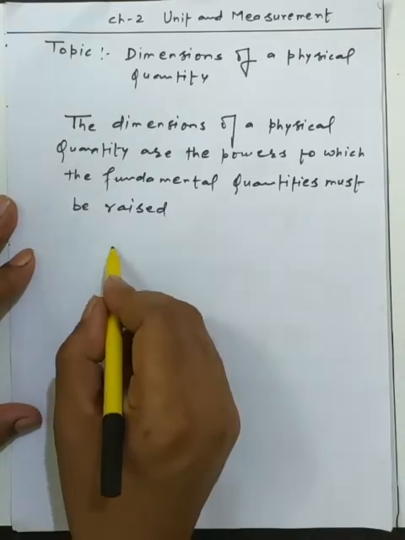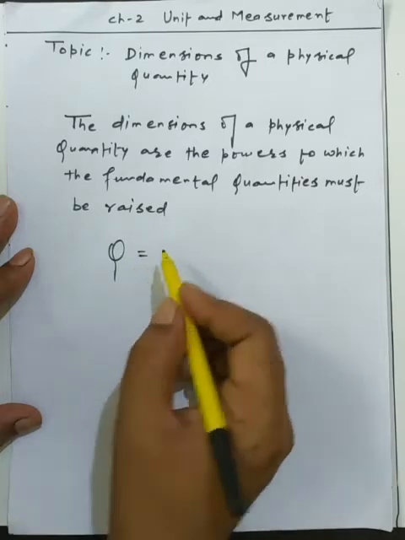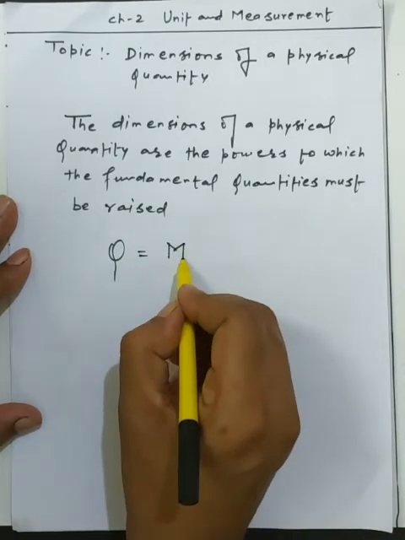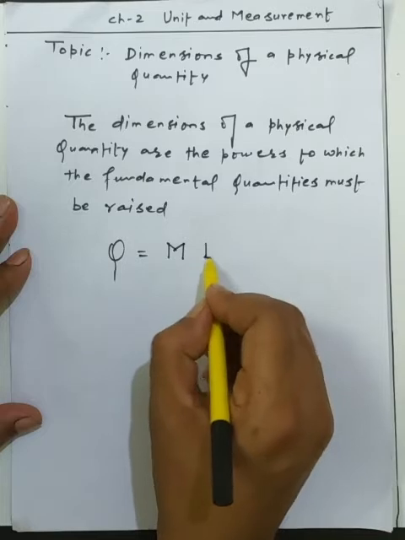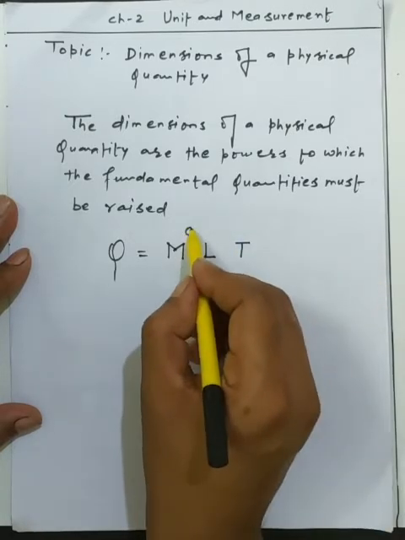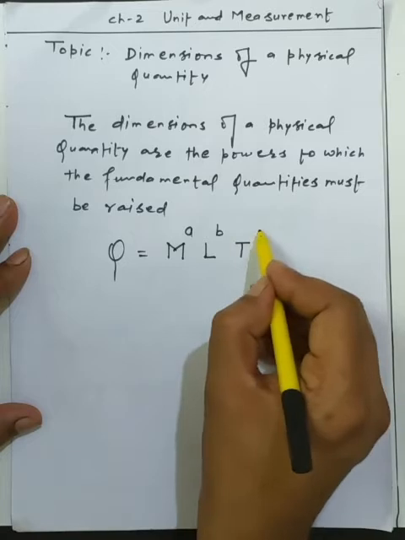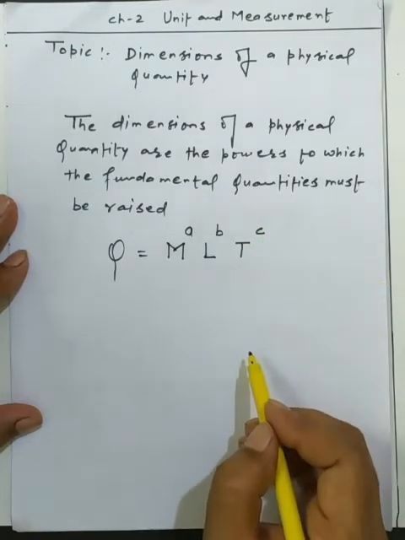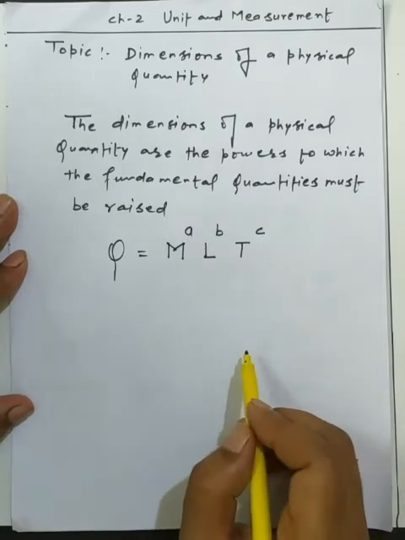Suppose Q is a physical quantity and we are representing this physical quantity in terms of the three fundamental physical quantities, that is M, L and T, and we are putting the powers A, B and C. So these powers are called the dimensions, and the formula M L T with the powers is called the dimension formula. So how can we go through it?